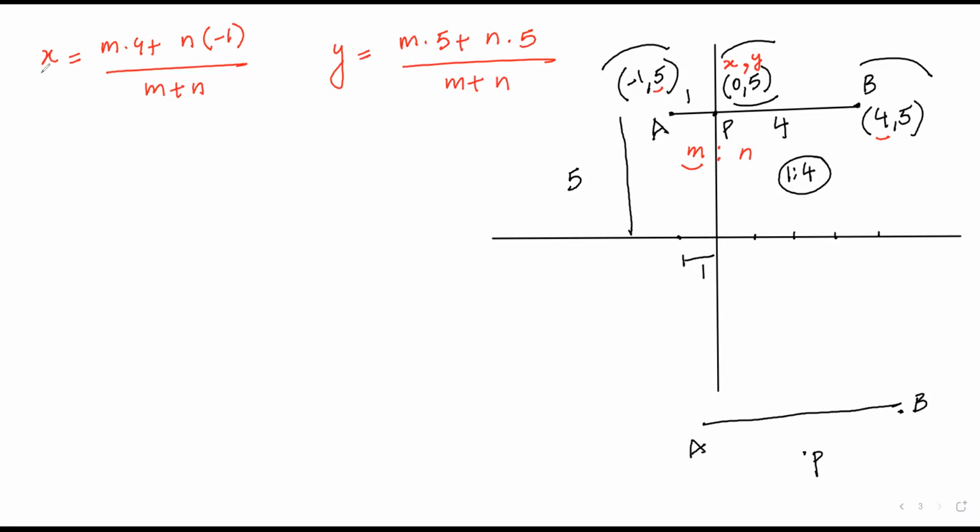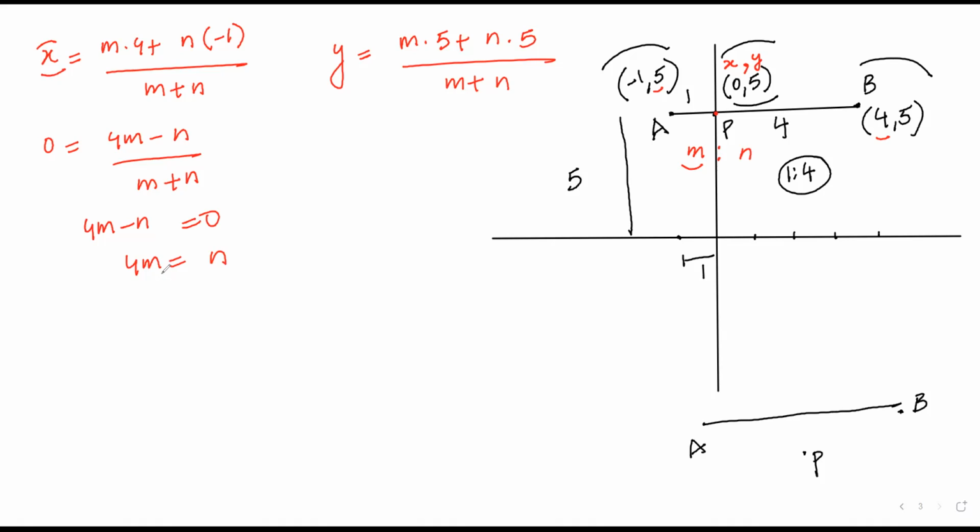Now, we know that the abscissa of point P is given. What is the abscissa of point P? Come on, students. 0. So we can say 0 is equal to 4m minus n divided by m plus n. Am I right? That directly gives us 4m minus n is equal to 0. 4m is equal to n. You see that beautifully, students, we get the ratio.